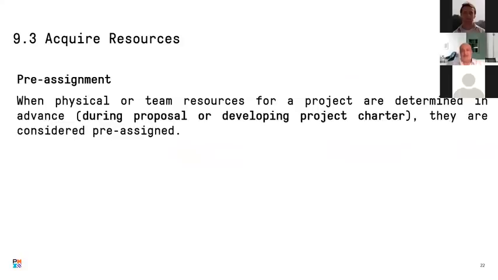So this is a pre-assignment, which is something before we start the project, before we sign the project, and usually during the proposal, is a prerequisite in order for us to have this project. So a pre-assignment is something that is not negotiable, done deal. We must have this resource.